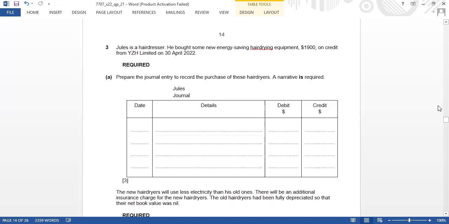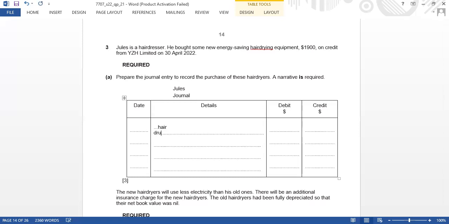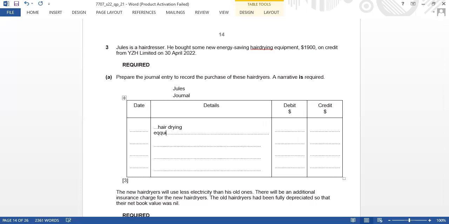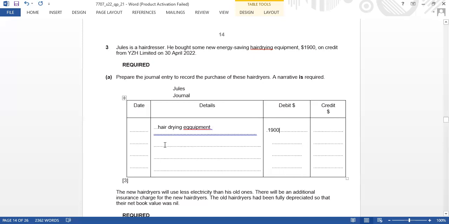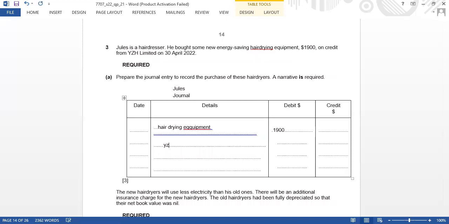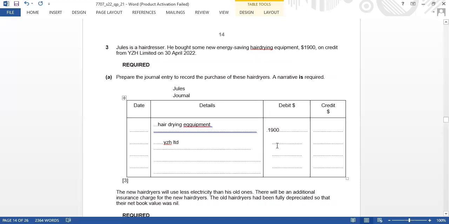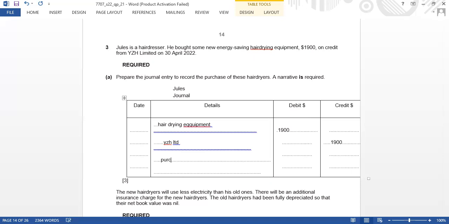A narrative is required. So we'll write he bought some energy saving hair drying equipment. Hair drying equipment of 1900 that are bought on credit. That means by HYZH Limited, 1900. So the narration would be purchase.